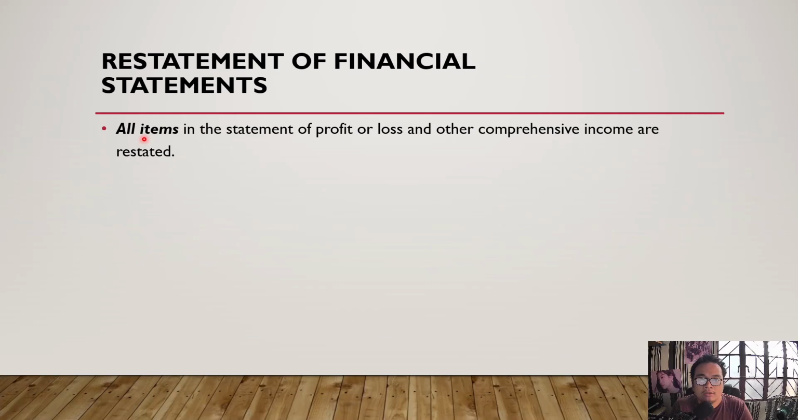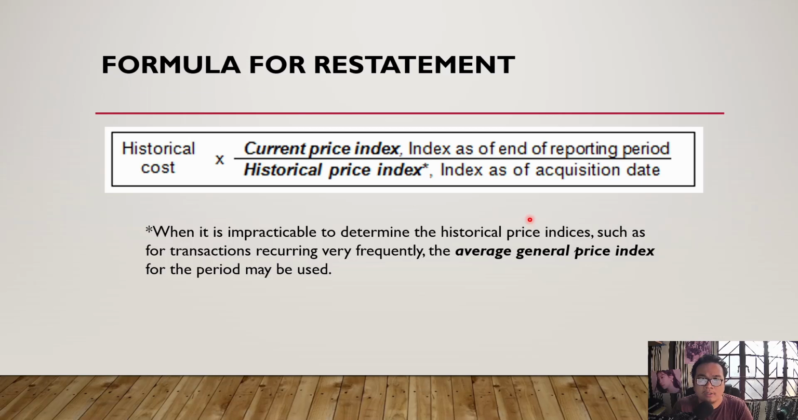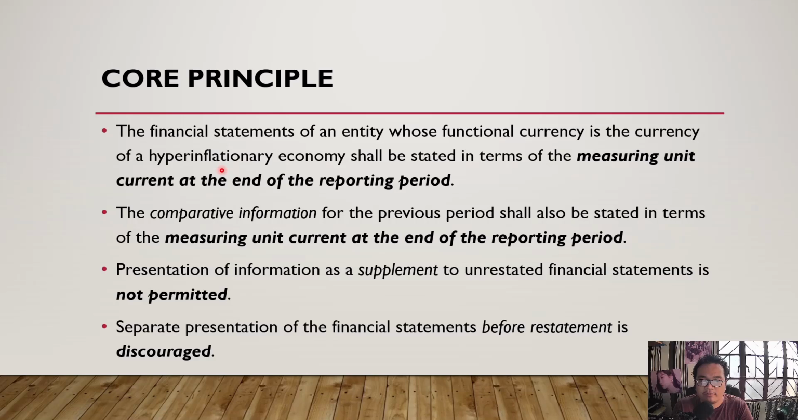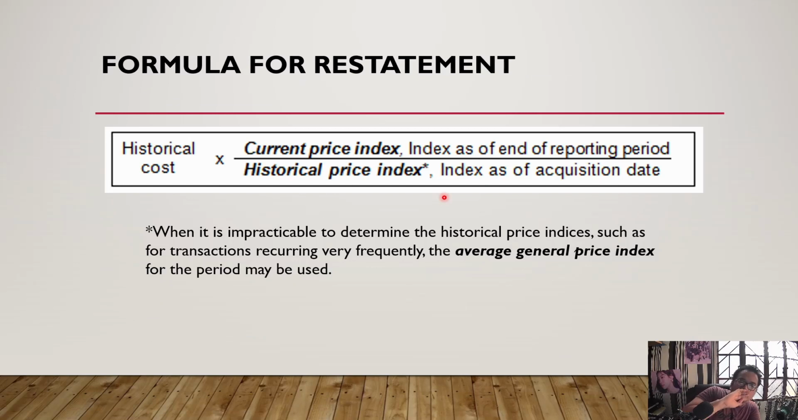Pagdating sa statement of profit or loss and other comprehensive income, all items are restated. So, ito yung formula ng restatement natin. Historical cost nila times the fraction of the current price index, which is the index as of the end of the reporting period, which is the measuring unit na, divided by the historical price index, which is the index of the item as of the acquisition date. Kung anong lalabas dyan, yun ang i-multiply mo sa historical cost, yun yung ilalagay mo sa restated amount niya.